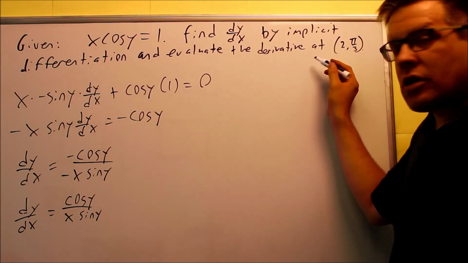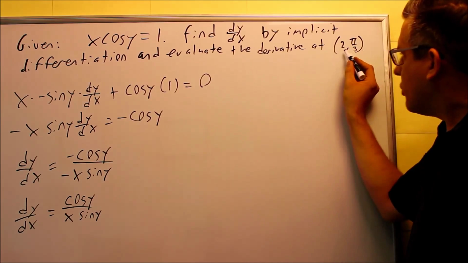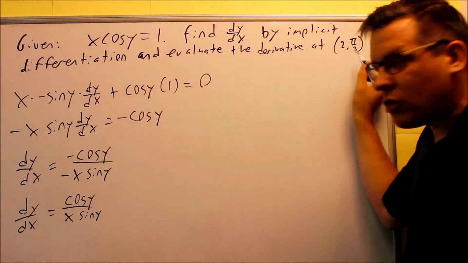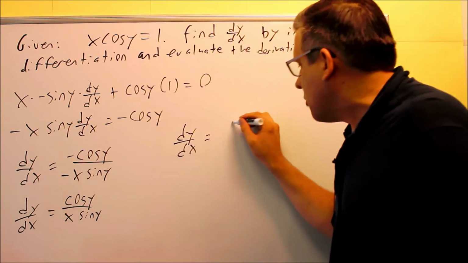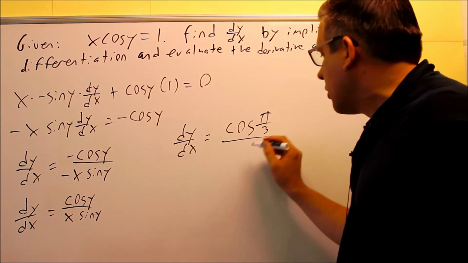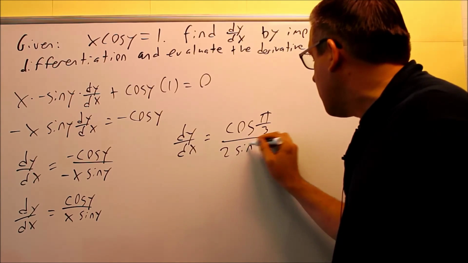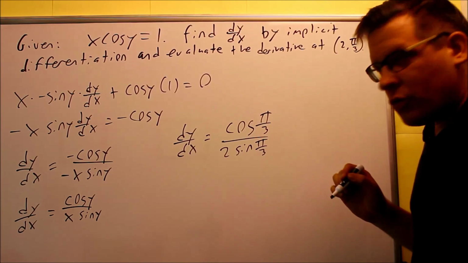Now the second thing they want us to do is evaluate that at this point. So all we're going to do now is plug in 2 for the x and pi over 3 for the y. That's going to give us the value for the slope. So I'm going to do cosine of pi over 3 over 2 sine pi over 3. And now we just have to evaluate both of those.